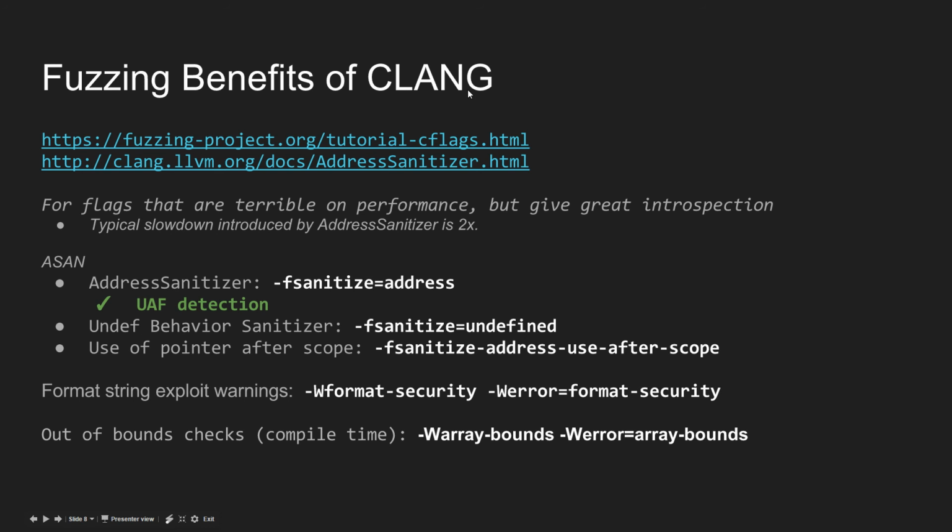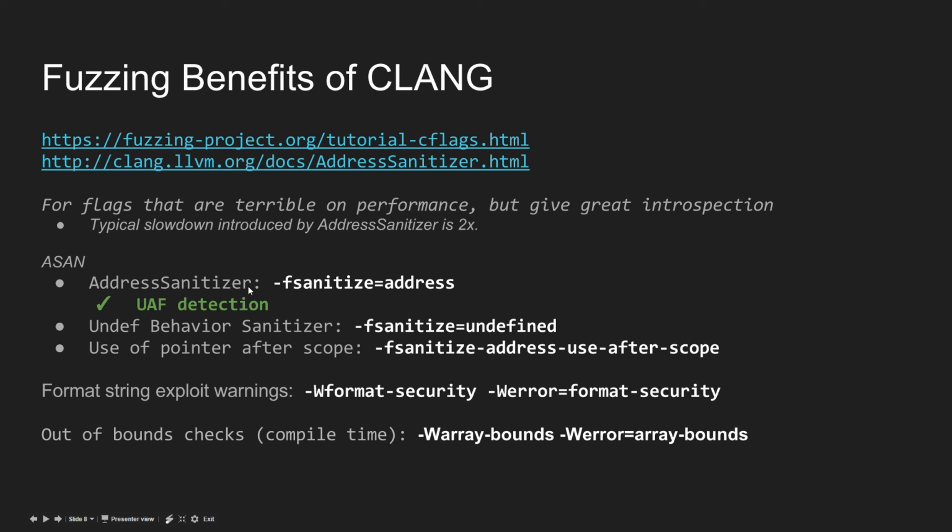Clang offers actually a number of benefits for people looking to build introspection into their target applications for fuzzing. And fuzzing can either be for secure development lifecycle or bug hunting, etc. This is going to cover some flags that are actually just terrible in performance but give great introspection. Typical slowdown introduced by any AddressSanitizer or ASAN flags is at least 2 times.